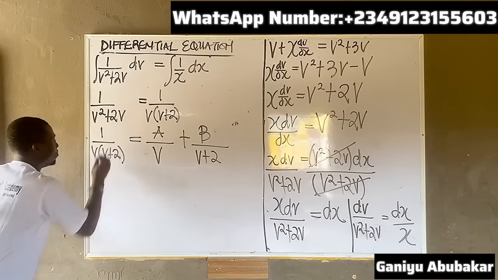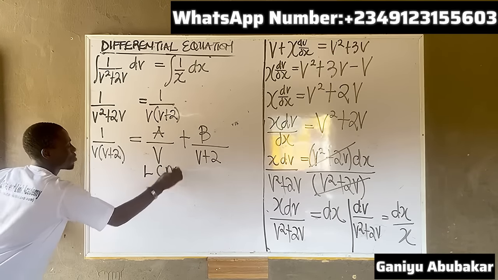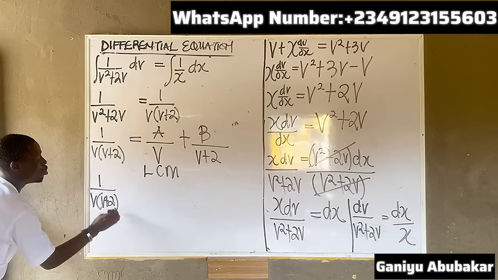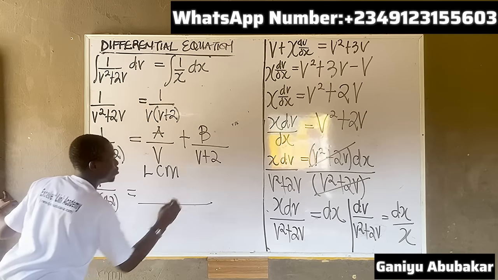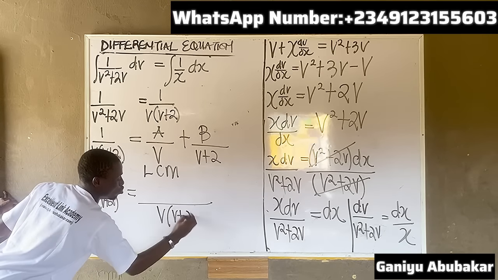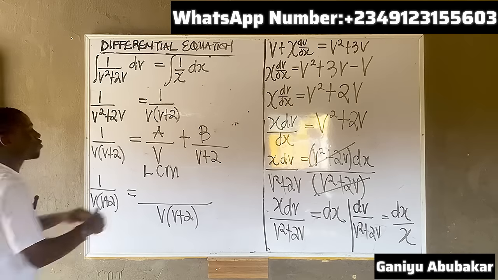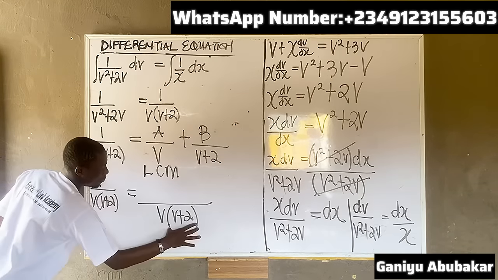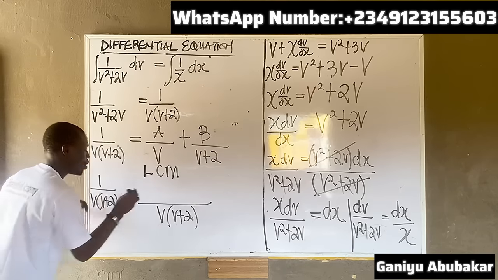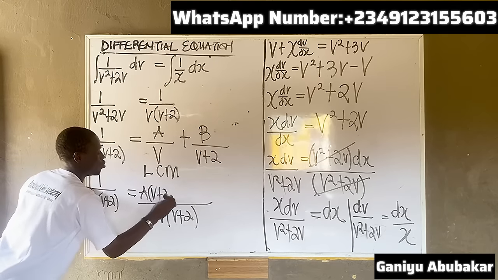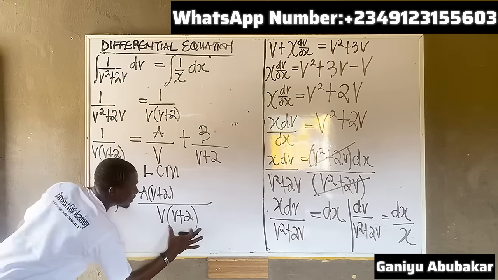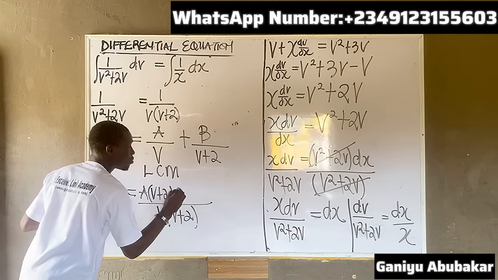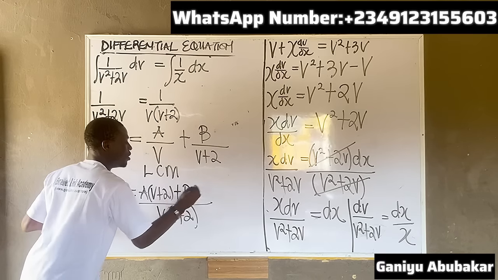Next task, take LCM. That gives you 1 over v into v plus 2 equals, the LCM here gives you both of them, v and v plus 2. Now look up, please. If this v cancels this v, I have this one left. This one times this gives you A into v plus 2. This cancels this, I have v left. v times B gives you plus Bv.